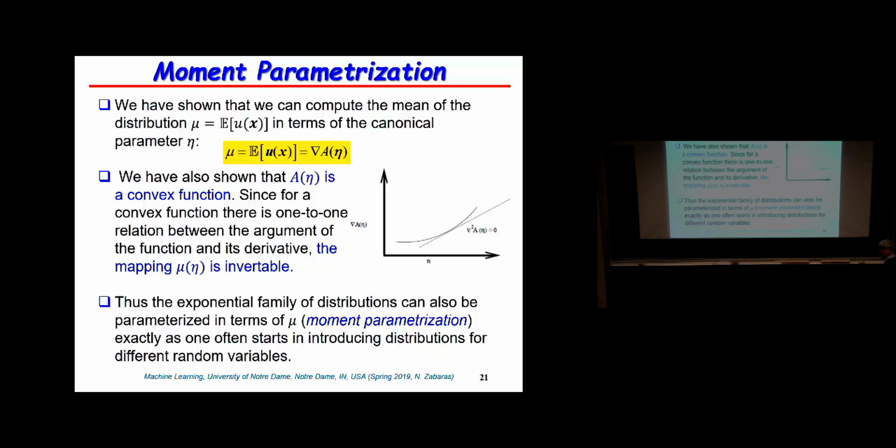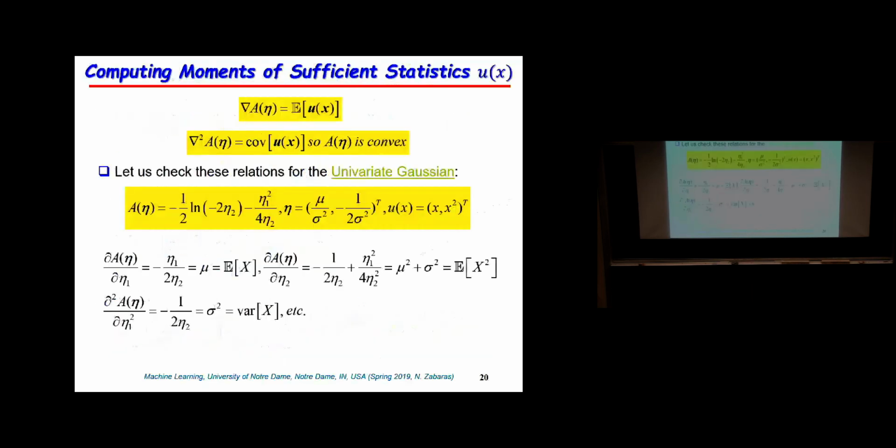You see that? So for example, if you are interested in the mean, the fact that this is a convex function tells you there is a one-to-one relation between eta and the gradient of A. All right, that's how this function looks. But the gradient is equal to the expectation, so there is a one-to-one relation between eta and the moments mu, and we are going to take advantage of that fundamental result shortly.